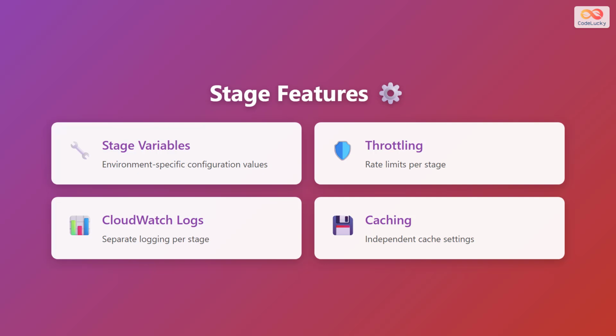API Gateway stages come with several powerful features. Stage variables allow you to define environment-specific configuration values, like database connection strings or backend endpoints. Throttling lets you set different rate limits per stage, so you can be more restrictive in development and allow higher throughput in production. CloudWatch logs provide separate logging per stage, making it easier to debug issues in specific environments. Finally, caching allows you to configure independent cache settings for each stage, optimizing performance based on the environment's needs.